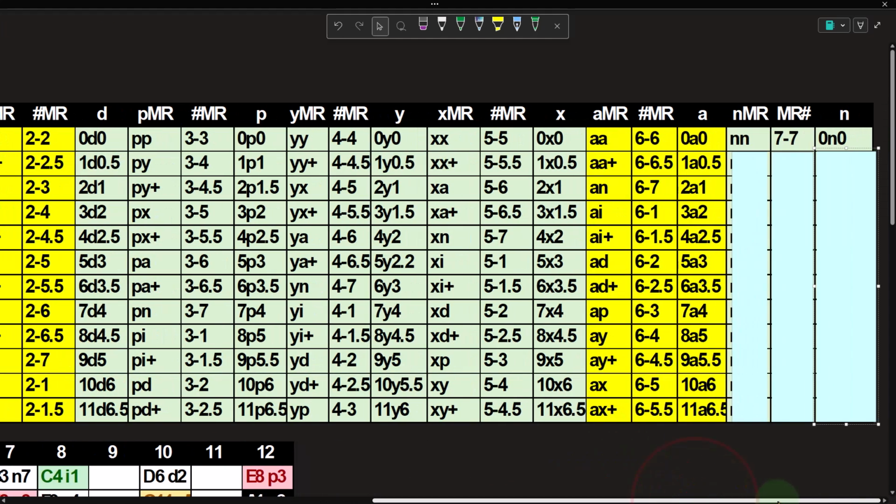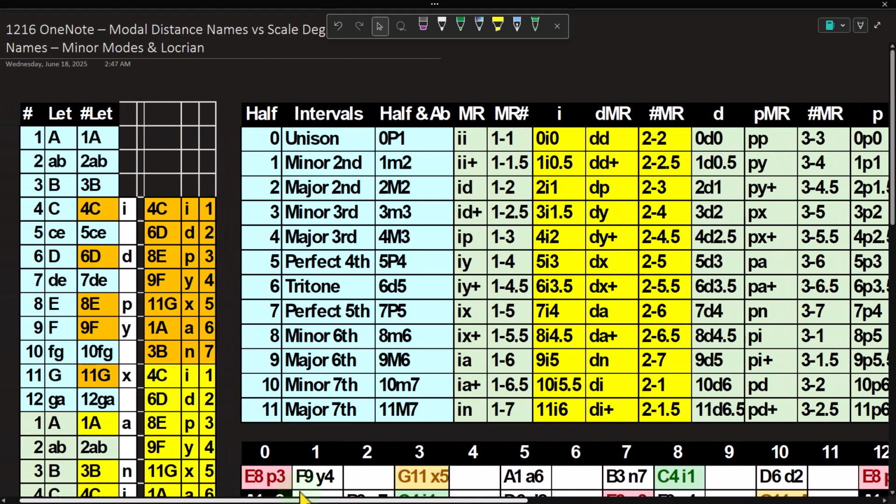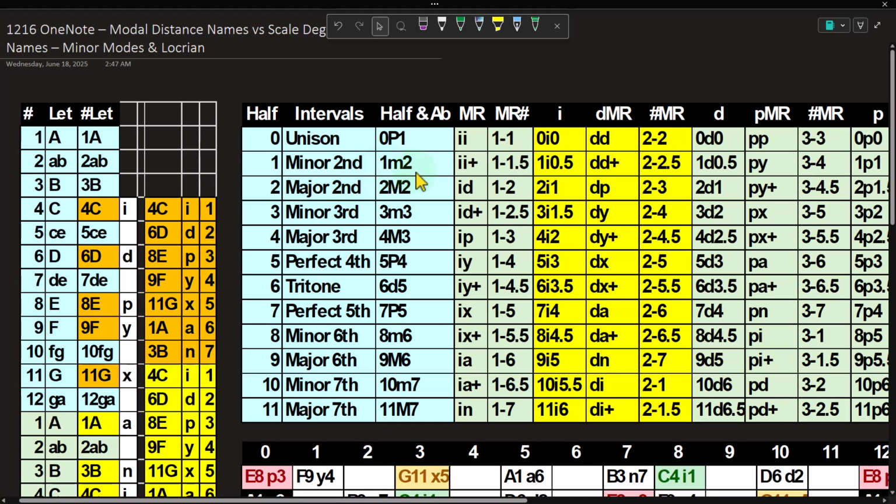All right. Then on the next one, we have a 7-1 modal range going from the Locrian to the Ionian. That's going to be a 1. How do I get there? 1 note away from the Locrian, which would be the first modal half step, which would be the second scale degree. So normally we would call that a 1 note away minor second.